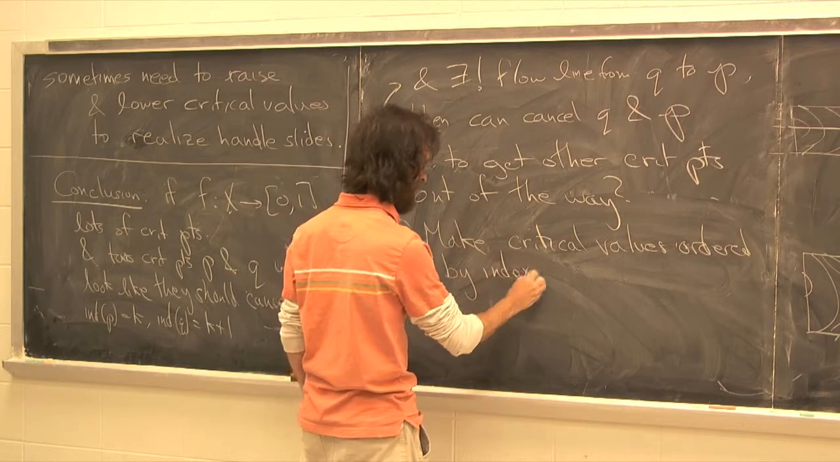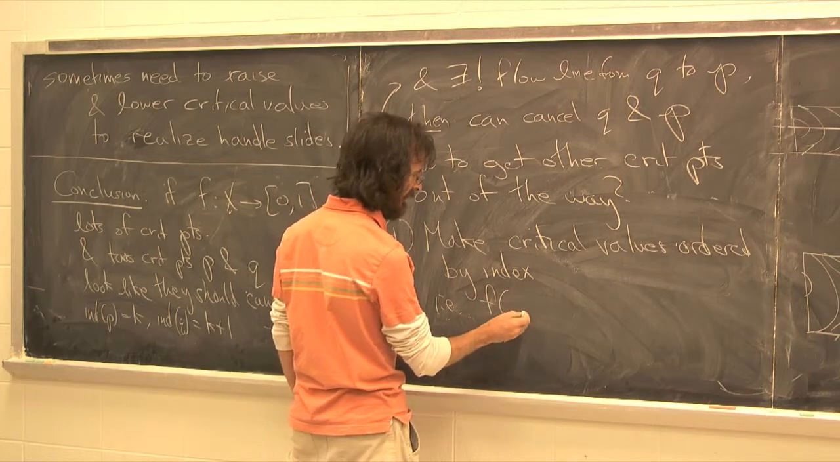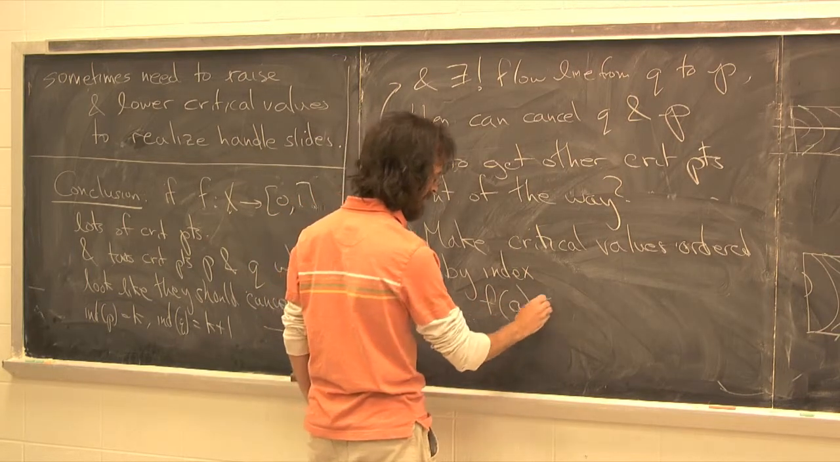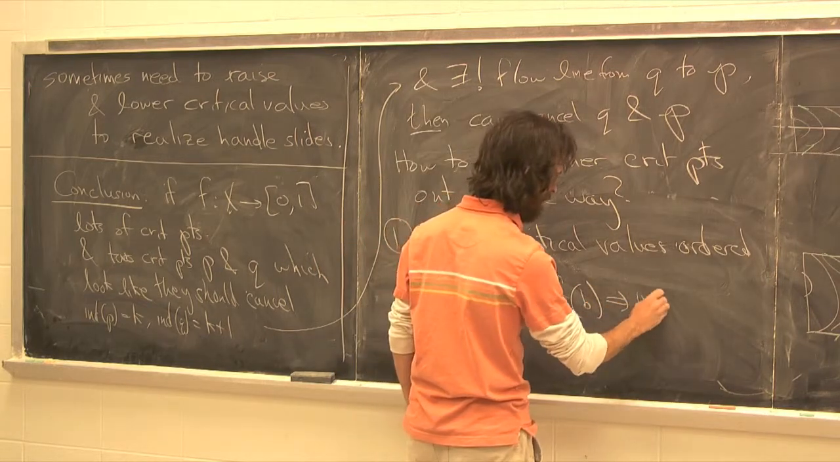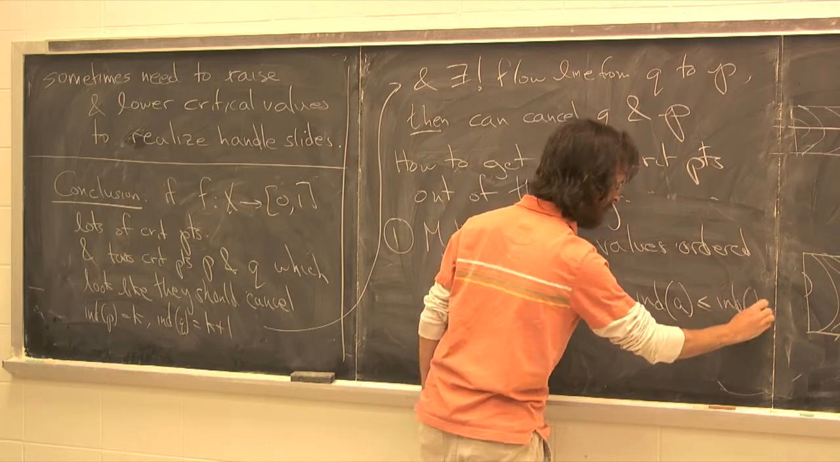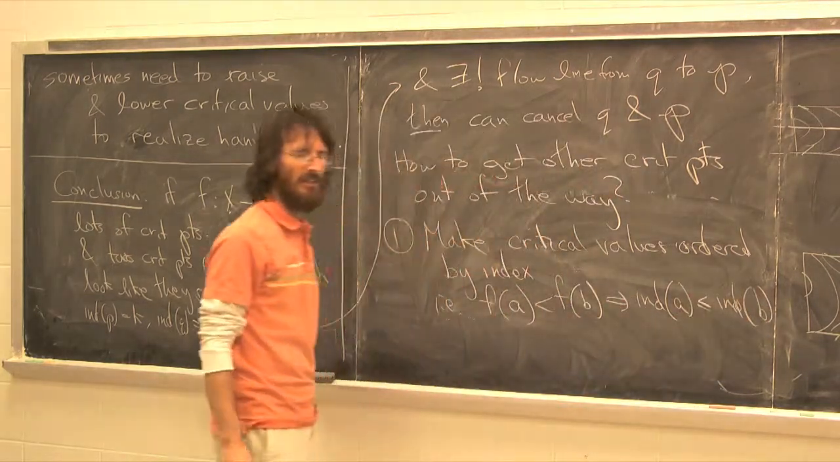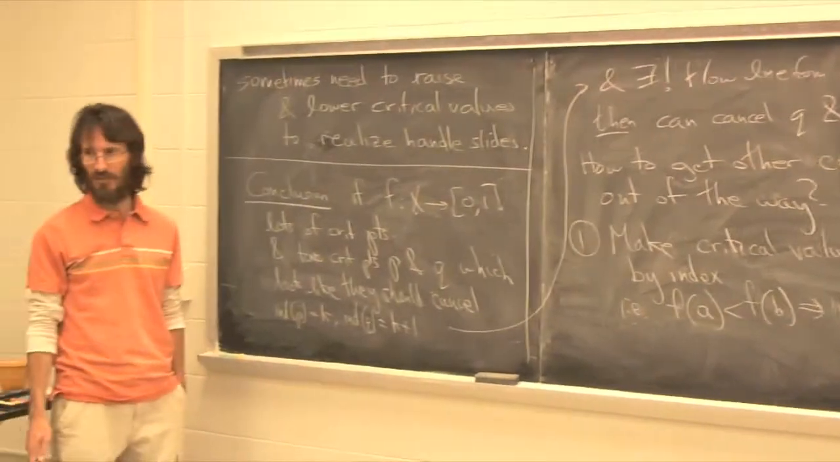What I mean is that f of critical point A is less than f of B implies index of A is less than or equal to index of B. I have 2 critical points. So in other words, you never have anything of higher index below something of lower index.